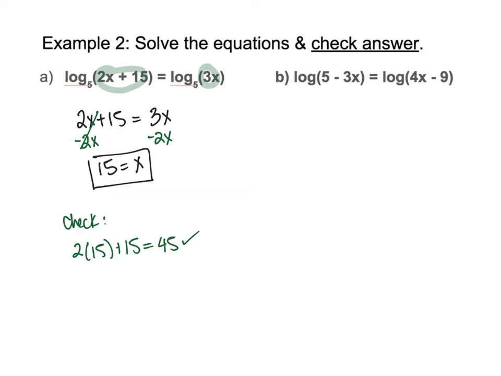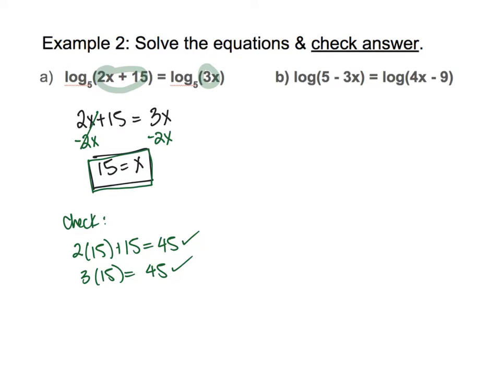Now I'm going to check it with this one here. If I plug in a 15, 3 times 15 is going to give me a 45. It's also a positive number, and it's not 0. So in this case, it looks like x definitely can equal 15. So this is definitely the correct answer.